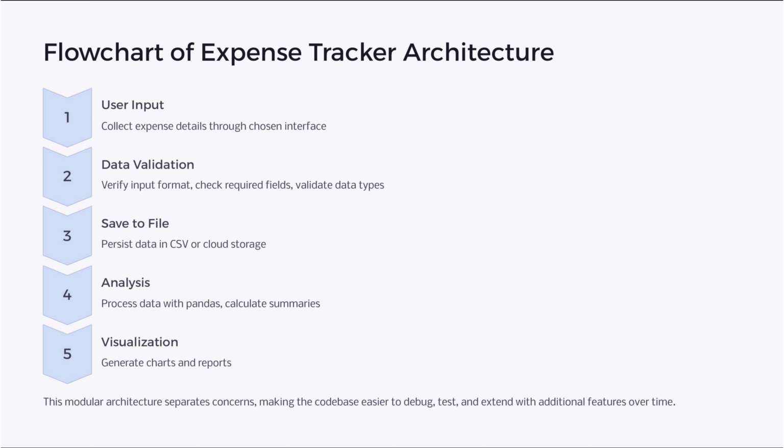The expense tracker architecture begins with user input collection through interfaces like terminal or graphical user interface. Data validation ensures correct formats and required fields. Data is then saved to comma-separated values or cloud storage. Analysis uses pandas for summaries, followed by visualization to generate charts and reports. This modular approach simplifies debugging and future feature extensions.